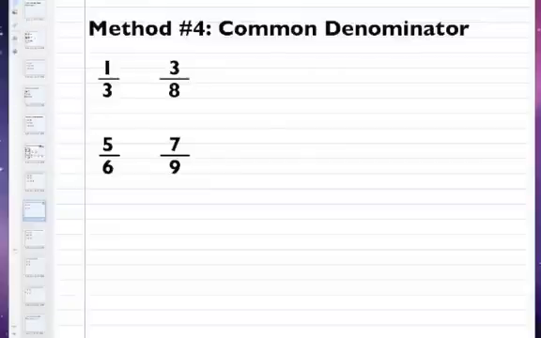A fourth method is to use common denominators. That's really making the fractions have the same size pieces. Right now I have a size that's a third and a size that's an eighth, and I want to be able to compare them when they have the same size. So one common method is to multiply both fractions by the other fraction's denominators and make an equivalent fraction.